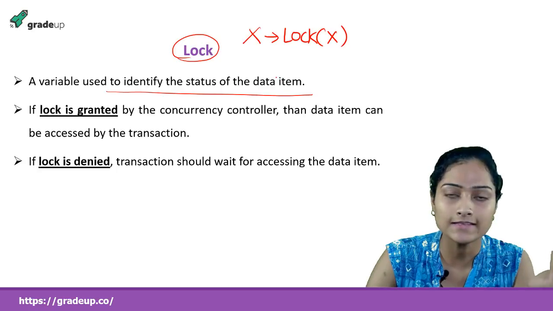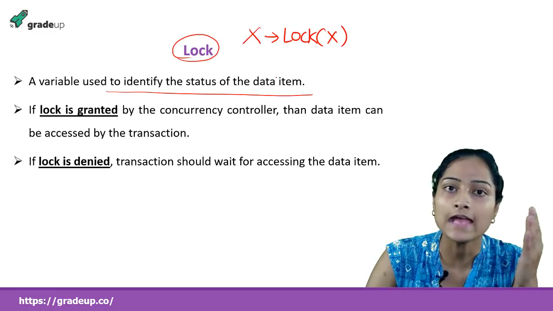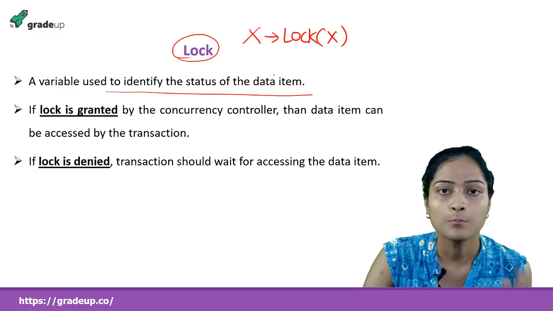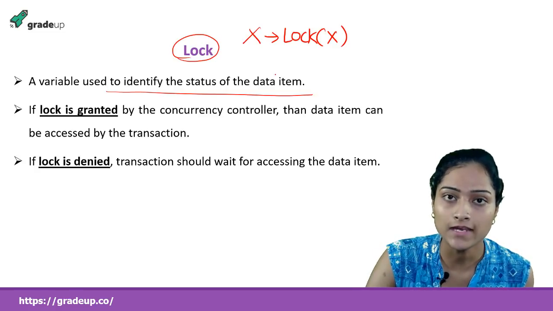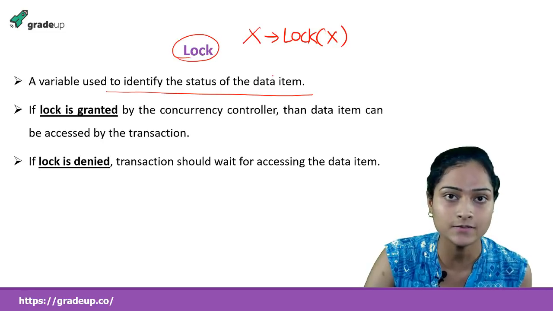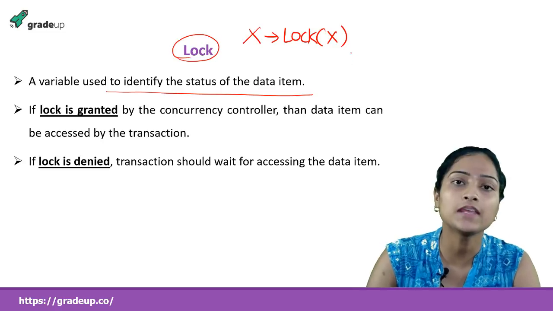If some other transaction is using or accessing that particular data item, then access to this particular data item is denied. But if this data item is free, it is not used by some other transaction at this moment of time, then access will be granted. The same thing I have written here.